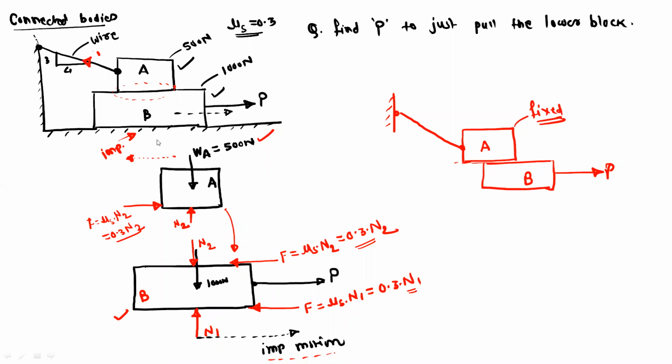The remaining force is the tension in the cable, so this is T, the tension vector. This tension vector has some inclination, so let us take this inclination as theta. We can calculate this theta using the dimensions 3 and 4: theta equals tan inverse 3 by 4, which is equal to 36.87 degrees.